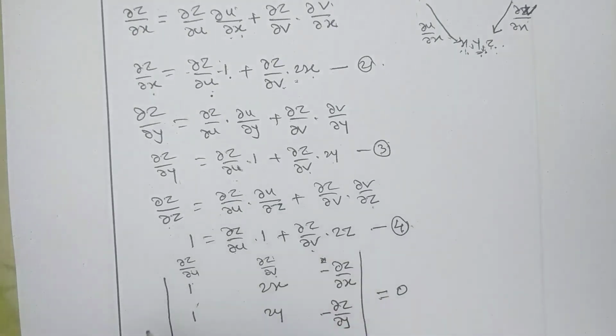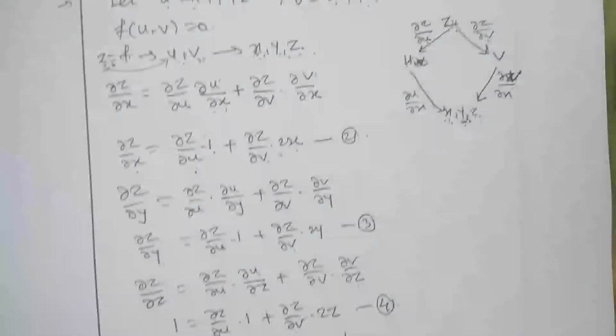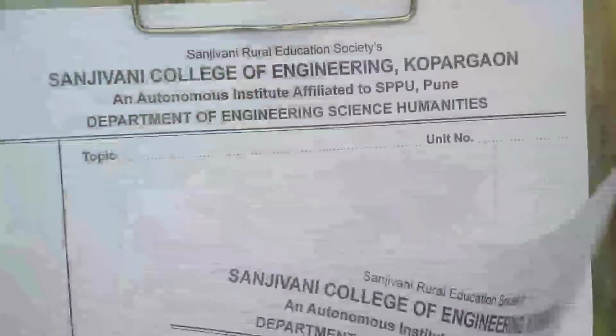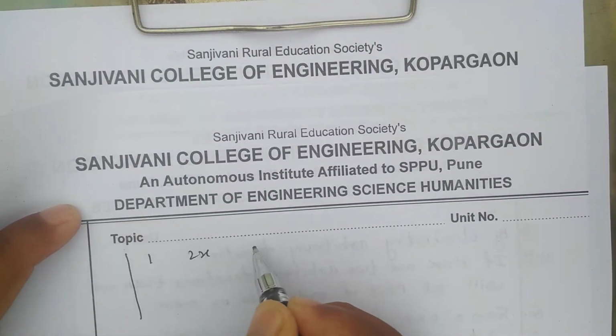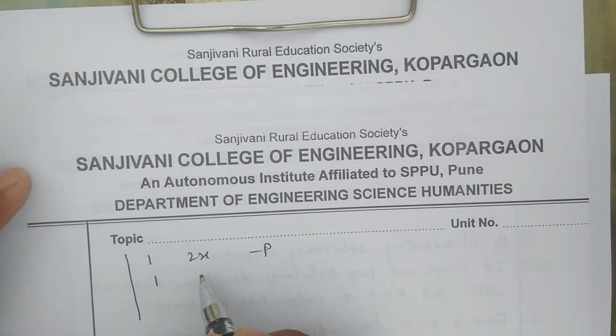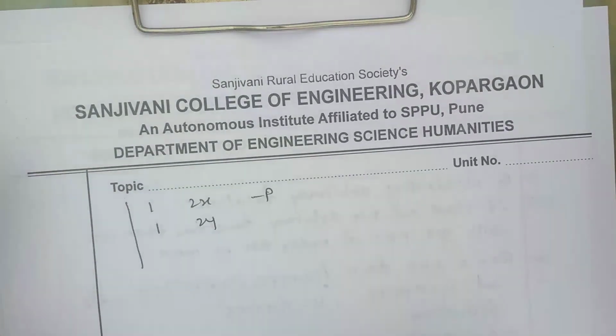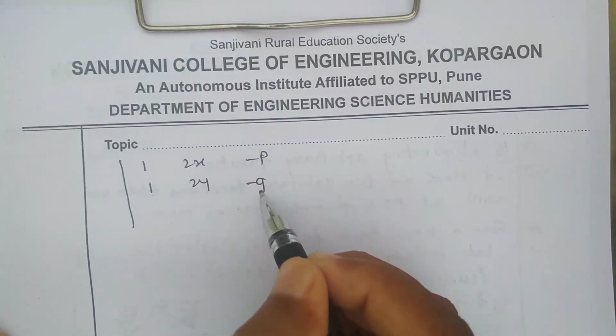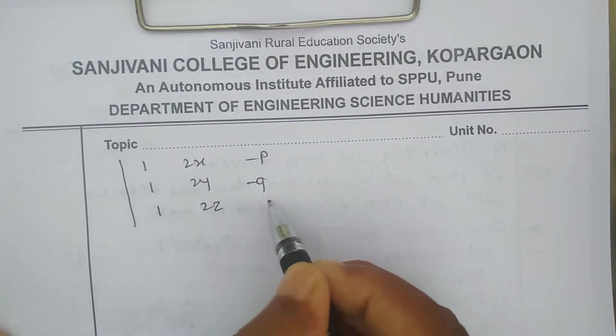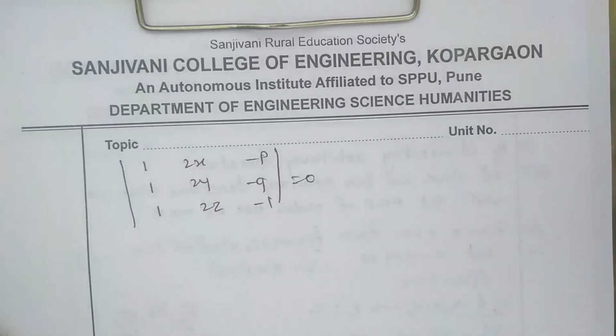Now I am going to solve this determinant and get the answer. Before solving this determinant, I am going to write ∂z/∂x as p and ∂z/∂y as q. See what happens, what you will get? We will get the determinant of 1, 2x, minus p, 1, 2y, minus q, 1, 2z, minus 1 equals 0.